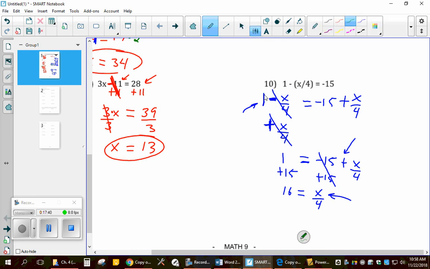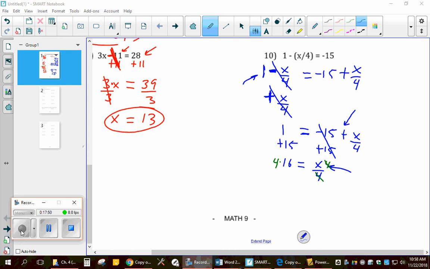So this 4 is on the bottom right now. I'm going to multiply both sides by 4. Multiply by 4. Okay, so we get x is equal to, because I've just got x on its own over here now, x is equal to 4 times 16. So 2 times 16 is 32, so it's going to be 64.